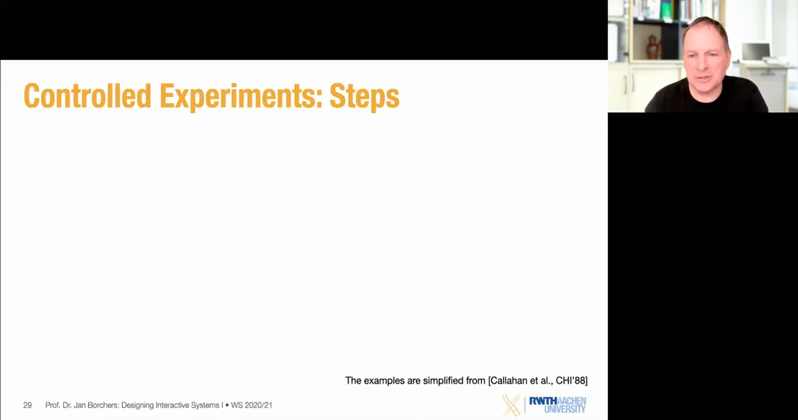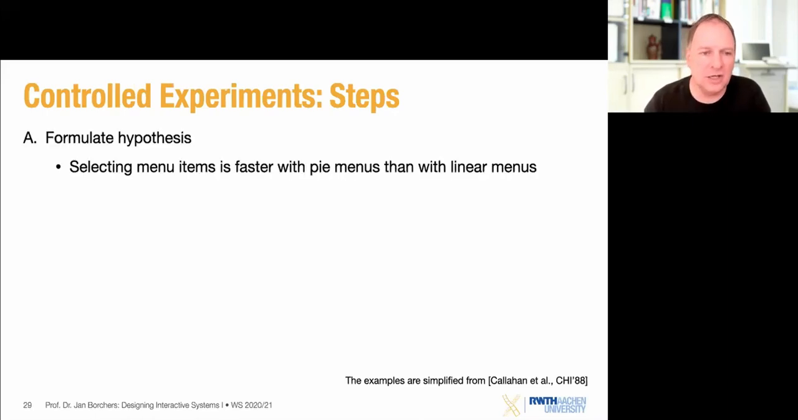Let's look at these steps in a bit more detail. Formulating the hypothesis means when you have something like this, selecting menu items is faster with pie menus than with linear menus, you've now stated something that you can actually verify, right? You have a claim that could be true or false, right? And you're trying to show that it's true.